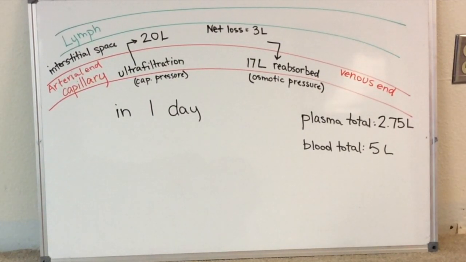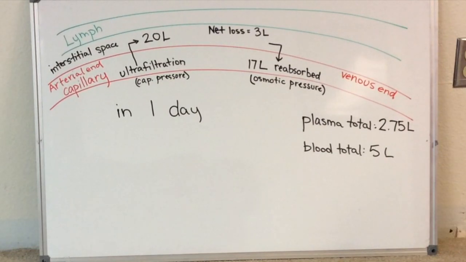This is because the blood total is only 5 liters and a plasma volume of only 2.75 liters. If this fluid was not returned, our blood volume would decrease, which would decrease our end diastolic volume in our ventricles, which would result in a smaller stroke volume.